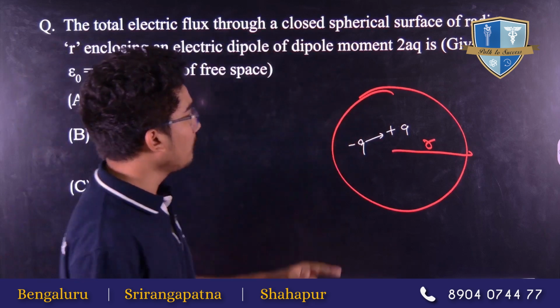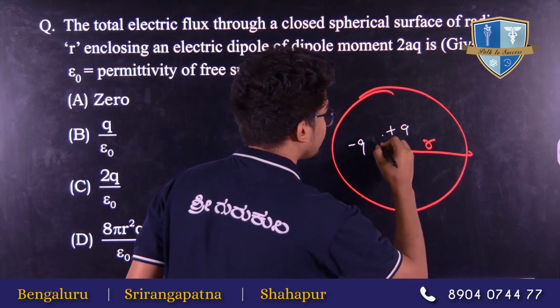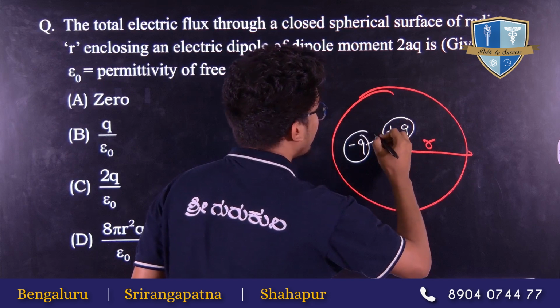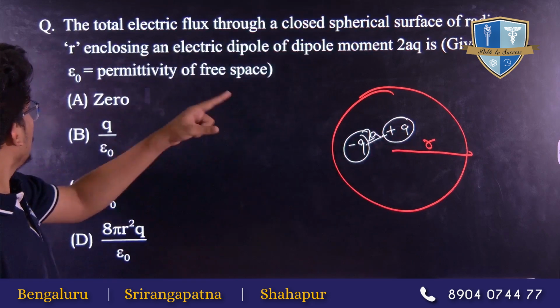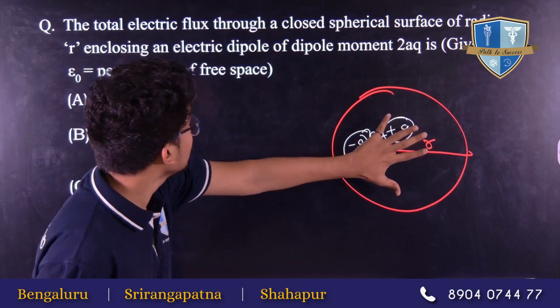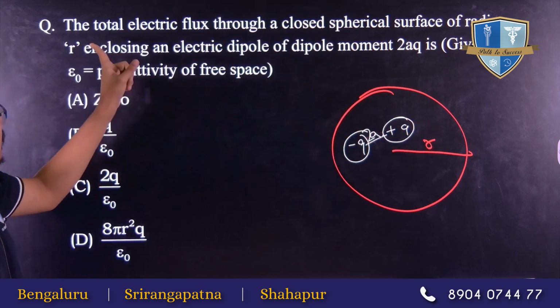These are two charges, and the distance between them is 2a, correct? So there is a dipole inside this spherical surface. Now what will be the total electric flux?